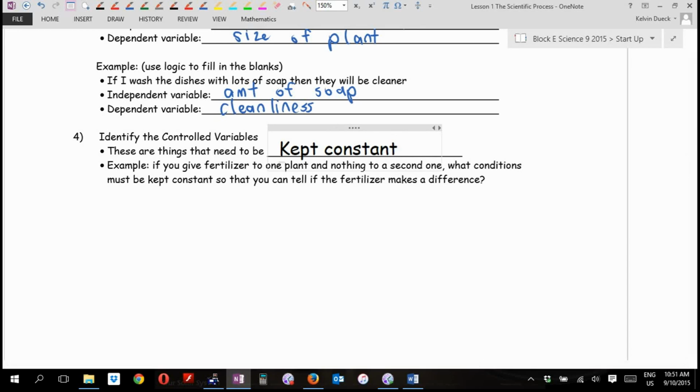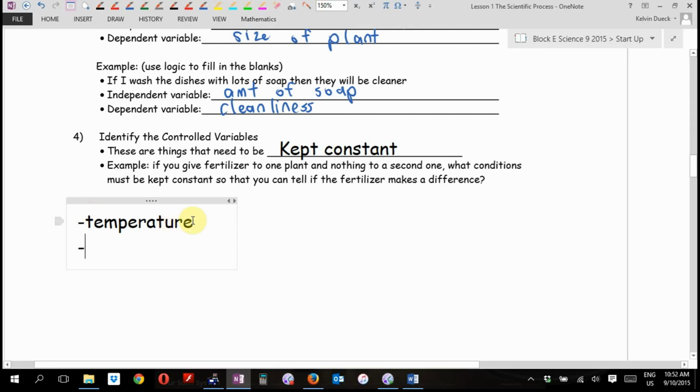So let's go to Evan's fertilizer plant experiment. If you were actually running the experiment, what other conditions would you have to keep constant so that you can tell if it's fertilizer that's making the difference? Matt. Temperature? Let's decide we can do that and figure out we mean temperature and not temper tantrum. It's science.